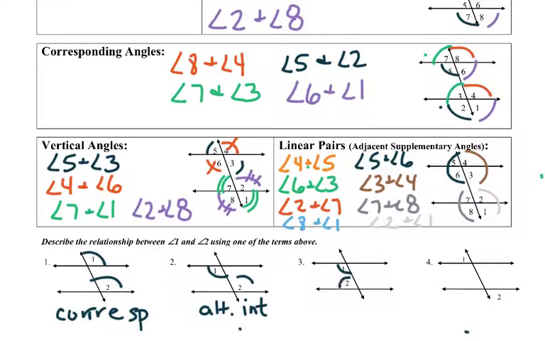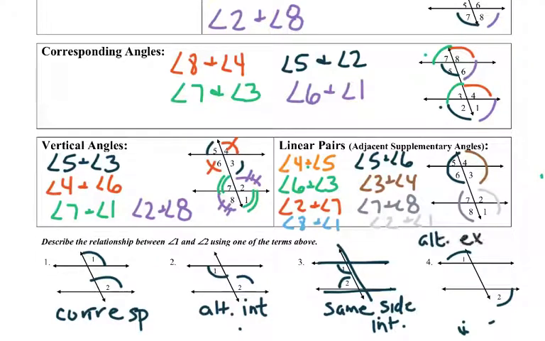Well, they're on the interior between the 2 lines. They're on the same side of the transversal. You are right, they are same side interior. Oops. Same side interior. Oops, again. Sorry. Same side interior. This one here, angle 1 and angle 2, I'm going to write it up here, alternate exterior. Alternating sides on the outside of the parallel lines. Alternate exterior.